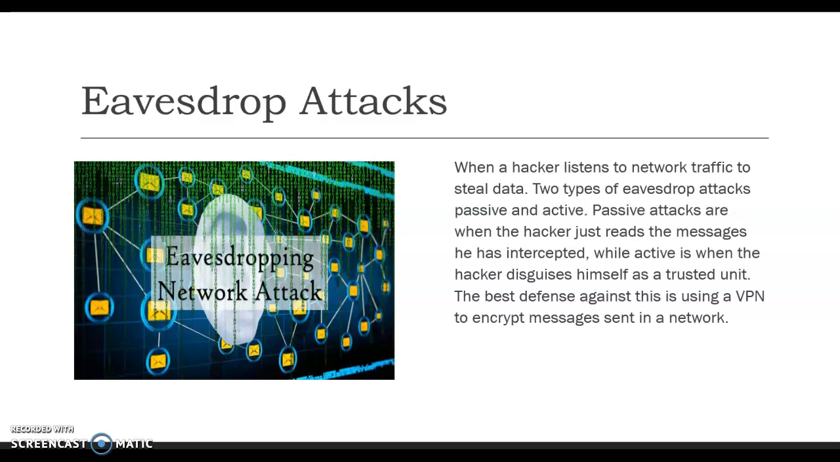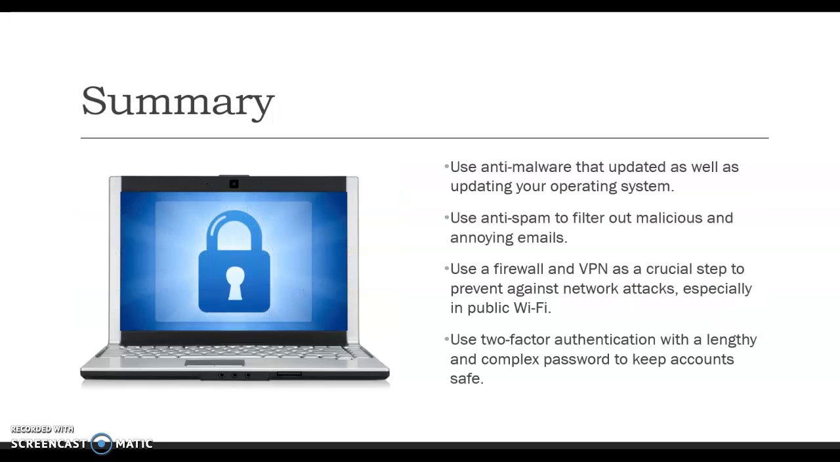There's also eavesdrop attacks. This is when a hacker listens to network traffic to steal data. Two types of eavesdrop attacks are passive and active. Passive attacks are when the hacker just reads the message he intercepted, while active attacks is when the hacker disguises himself as a trusted unit. The best way to actually defend against this is by using a VPN to encrypt your messages. VPNs are always best for hiding IP and encrypting messages.